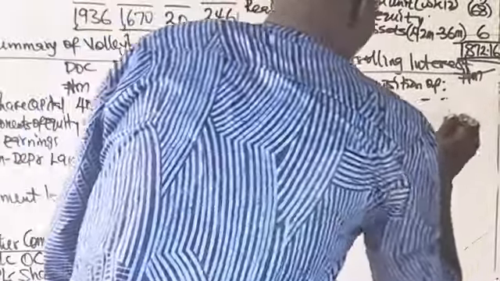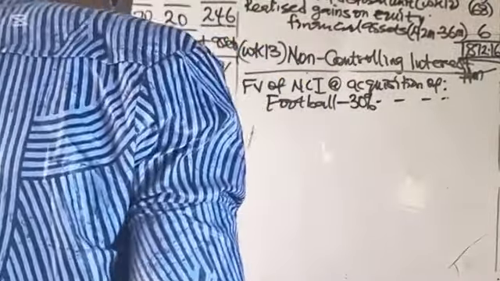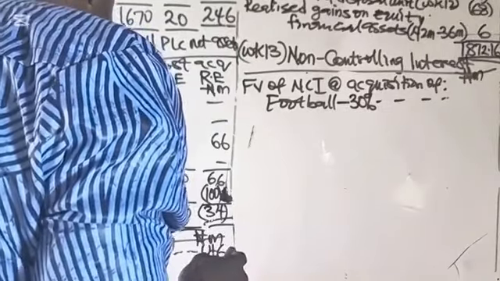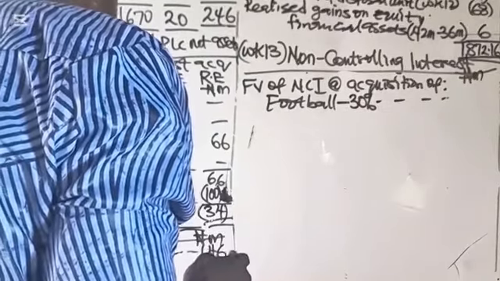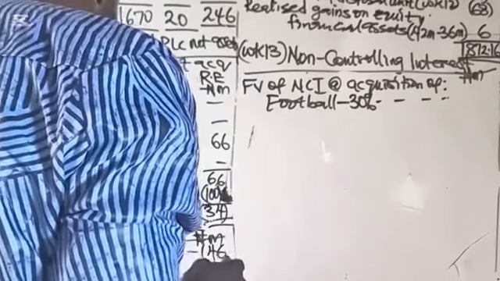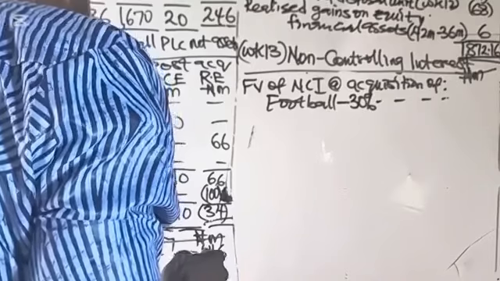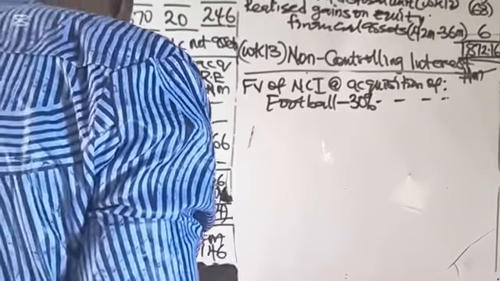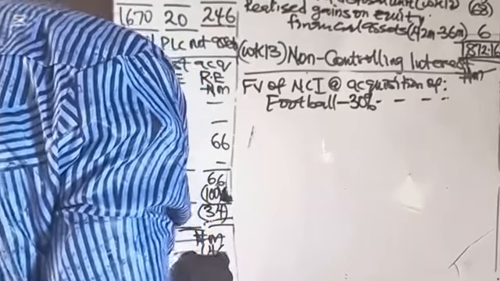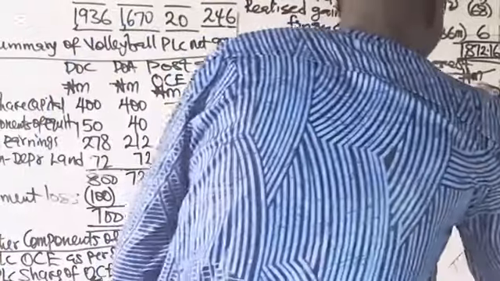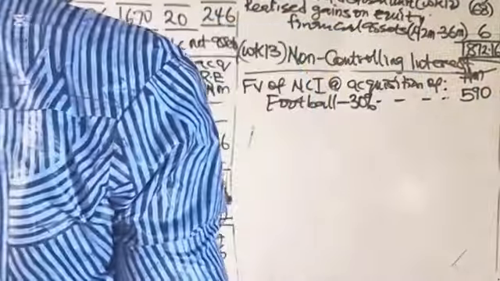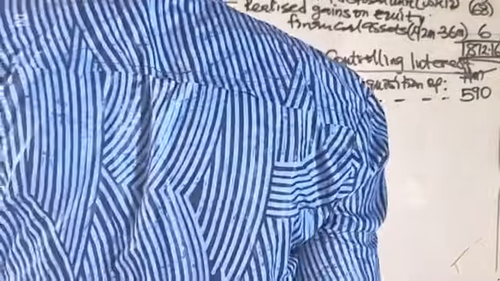Now, let's go through the additional information. Number one, in note one, we were told on October 1st, 2018, Sport PLC acquired 70% of the equity interest of Football PLC. The purchase consideration consisted of cash of 1,460 million. At acquisition, the fair value of the non-controlling interest in Football was 590 million. So the fair value of non-controlling interest on acquisition of Football PLC amounted to 590 million naira.